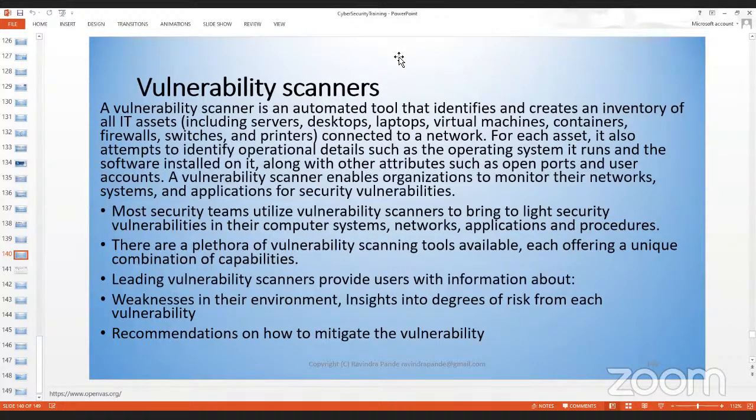Leading vulnerability scanners provide users with information about weaknesses in their environment, insight into degrees of risk for each vulnerability, and recommendations on how to mitigate the vulnerability and the combination thereof. So here we use this vulnerability scanner to address the weakness in the environment, what we normally refer to as a weak link, then insight into the degree of risk for each vulnerability. So how critical the vulnerability is to your network.